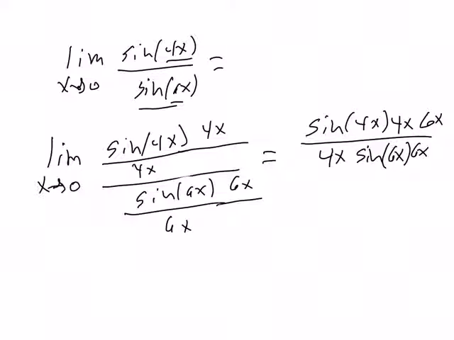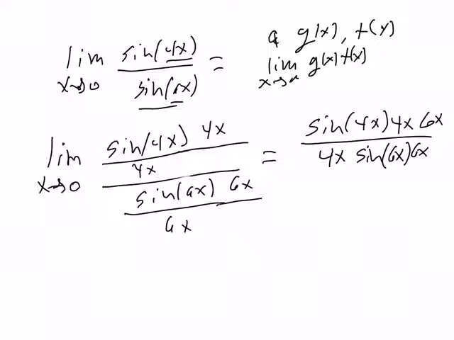Okay, so now we have the rule that if we know that the limits of g of x and f of x exist, then the limit as x goes to a of g of x times f of x is equal to the limit as x goes to a of g of x times the limit as x goes to a of f of x. This is only if we know that these limits exist.